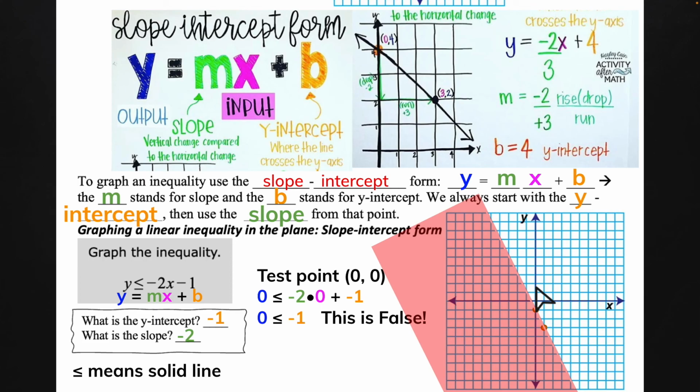So that was reviewing the slope-intercept form of a line, using it for inequalities. So I hope that helped, and I will see you in the next video.